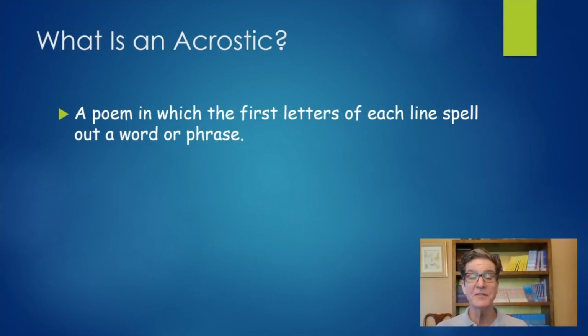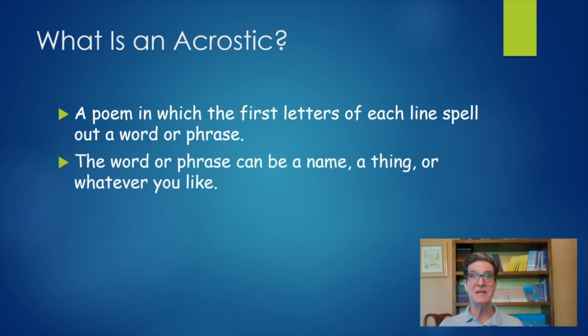Okay, so first, let's talk about what an acrostic is. An acrostic is a form of poem, and by the way, form is just a word that poets use to mean a type or a kind or a style of poem. Form means a set of rules for how you write that particular poem. So an acrostic is a form of poem that is really easy to write because it only has one single rule. And that rule is that the first letters of each line of the poem spell out a word or a phrase. Now, that word or phrase can be just about anything.